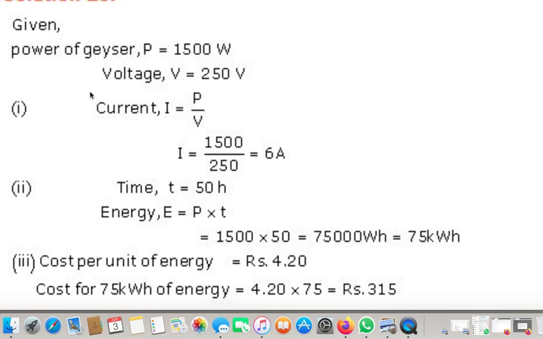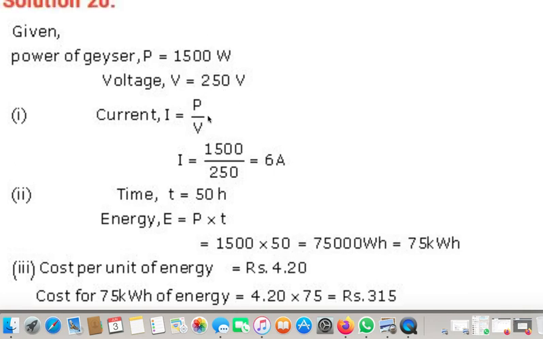So let us work it out. The first part of the question says find the safe limit of current. I is equal to P upon V. P is 1500 upon 250, a zero cancelled. Okay, and I get it as 6, 25 sixes are 150. So 6 ampere is the current flowing. Time is 50 hours given in the question.